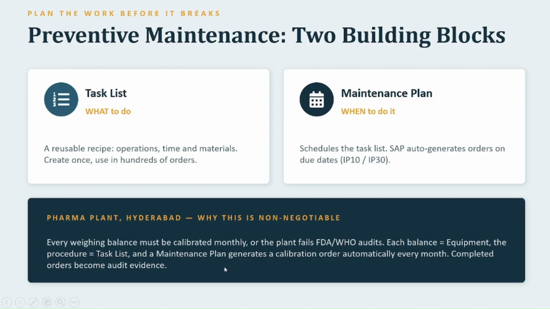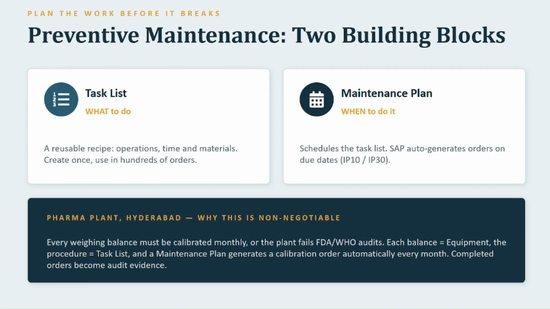For example, in a pharma plant, every weighing balance must be calibrated monthly, or the plant fails the FDA or WHO audit. Each balance is the equipment, and the procedure is the task list. As per the task list they do the calibration.